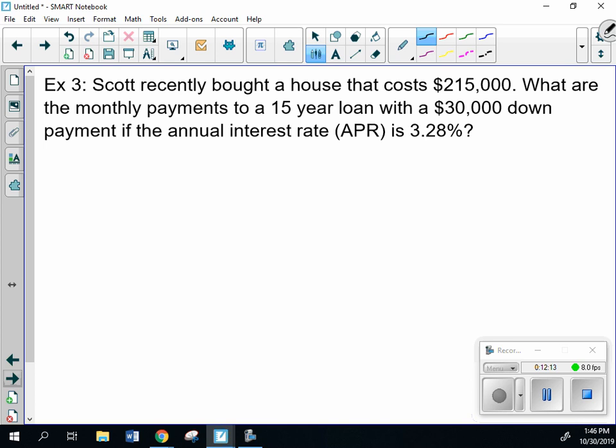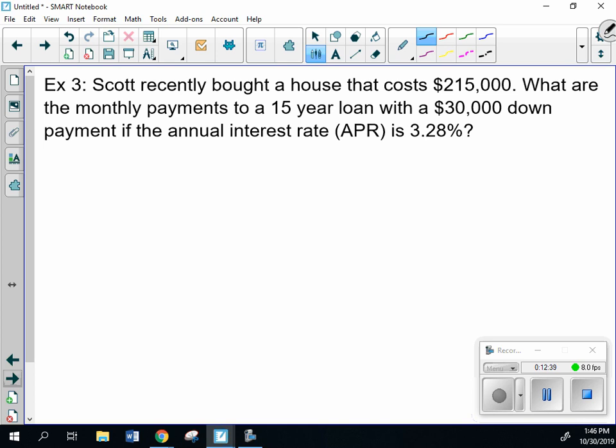Scott recently bought a house that cost $215,000. What are the monthly payments to a 15-year loan with a $30,000 down payment if the annual interest rate, the APR, is 3.28%? So this is important because we're talking about mortgages, and a lot of people have a misconception of what their monthly payment is and whether or not they can afford this.